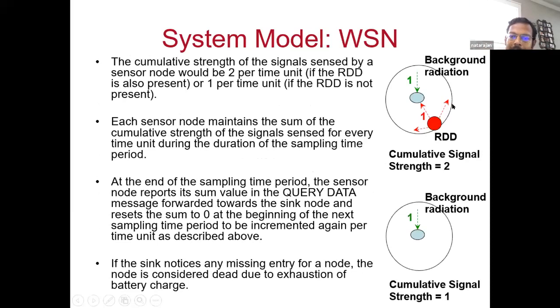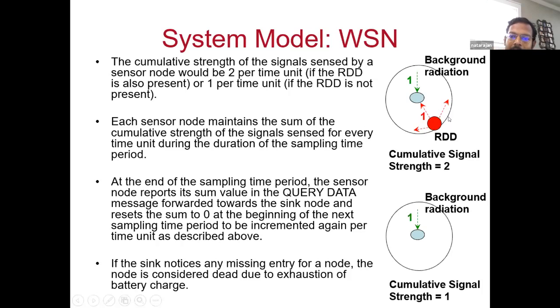So for the sensing, the signal strength, like I show here, this is the sensor node in blue color, and there's an RDD, shown in red color here, moving around within the sensing range of this sensor node. So the signal strength detected by the sensor node is modeled like this. If there is no RDD within the sensing range of the sensor node, then for one time unit, the signal strength detected by a sensor node is assumed to be 1. That's the cumulative signal strength sensed for that particular time unit.